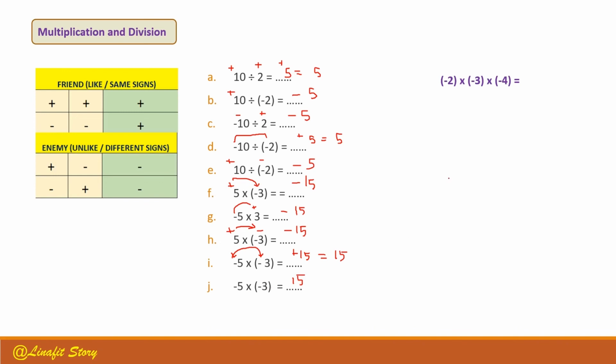Then how about if you multiply 3 or more numbers together? So for example, negative 2 times negative 3 times negative 4. First, multiply negative 2 times negative 3. You meet your friend. Why? Because the same sign. If you meet your friend, the result is positive 6. So 6 times negative 4. So now here, you meet your enemy. Why? Because different signs. So the result is negative 24.